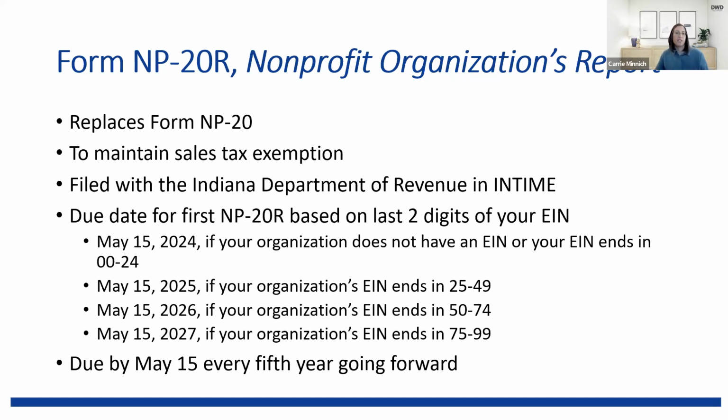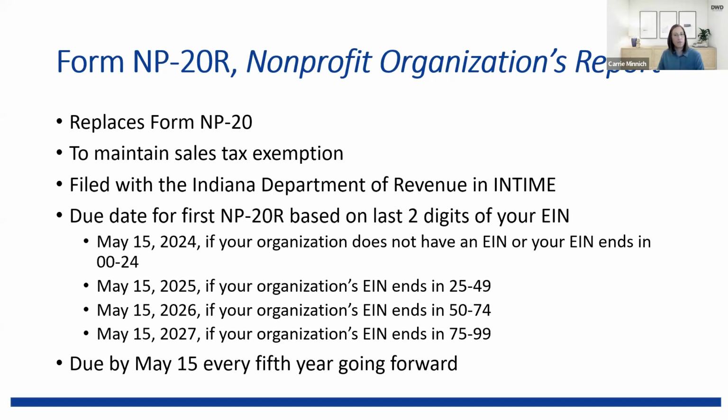Moving forward, this NP-20R, which again is your report related to sales tax exemption for Indiana, is due May 15th every 5th year going forward. So it doesn't matter what your year end is, all nonprofits' NP-20Rs are going to be due on May 15th, and it's going to be due every 5 years. So if your first one is due May 15th, 2024, your next one is going to be due May 15th, 2029. This again is something new, so make sure that you have this on your schedule and that you have an InTime account set up, so that you can go in and file this electronically.